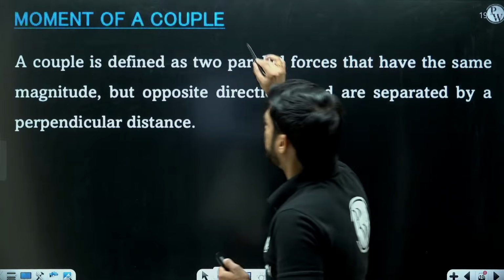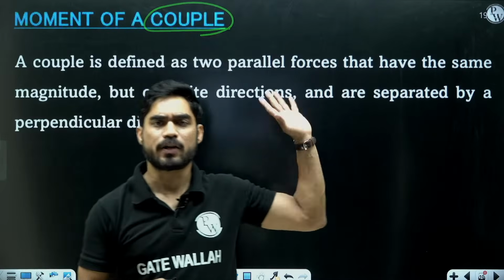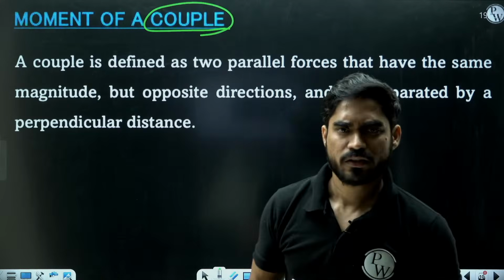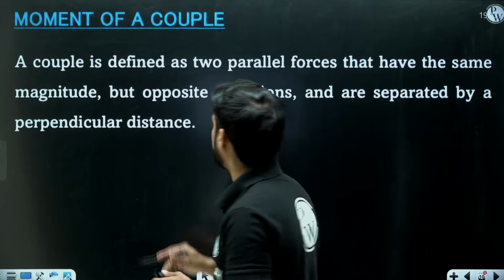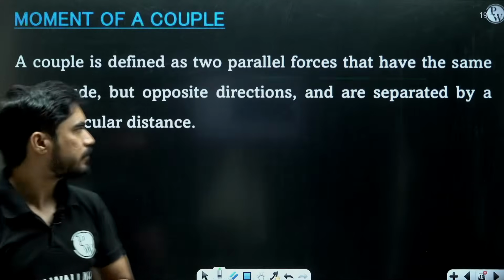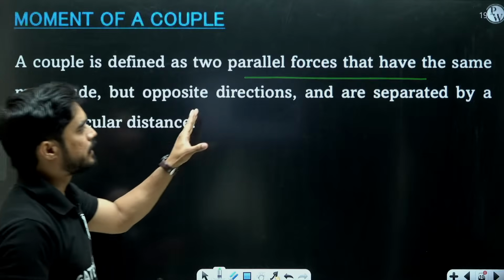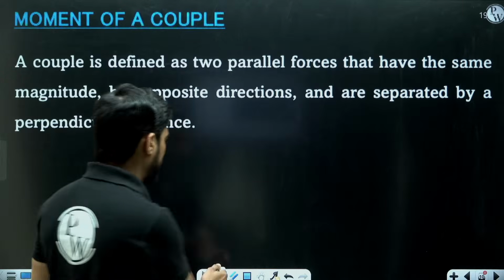So this is scalar formulation of the moment. Now what do we mean by a couple? You will come across this term a lot, couple. Now what do we mean by a couple? So a couple is defined as two parallel forces that have same magnitude but opposite directions and they are separated by a perpendicular distance.